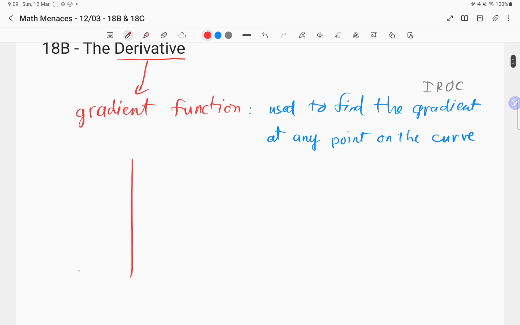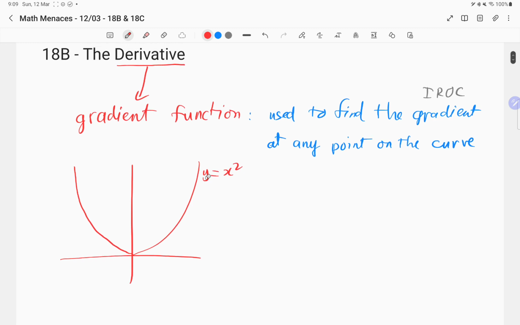For example, if we have a function that looks like this, what do you guys think the graph of this is? Y equals x squared? Yes, y equals x squared. Very good. And let's just say the gradient function, I told you guys the notation, right? So let's say this is f(x) equals x squared, then the gradient function, or the derivative, is f dash of x. Okay, the dash is very important. It's f dash of x, and I think we calculated last time, it was 2 times x.